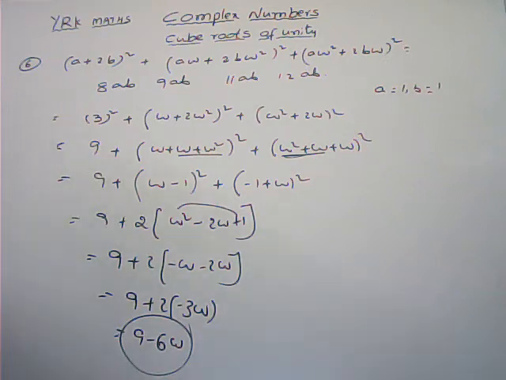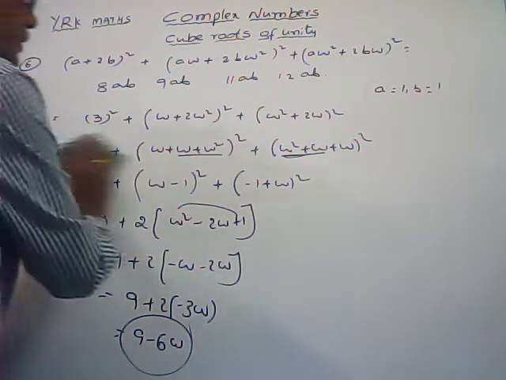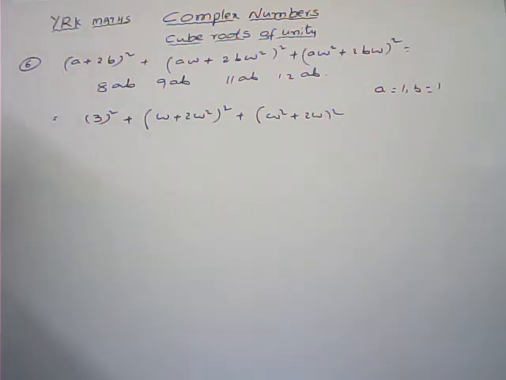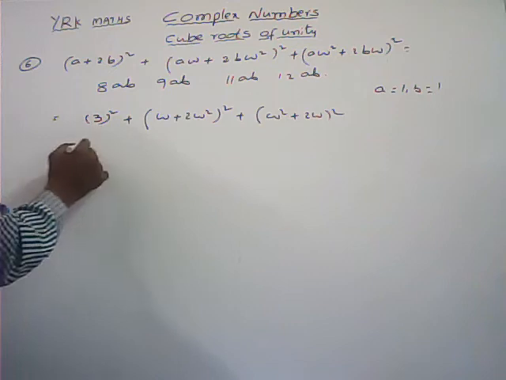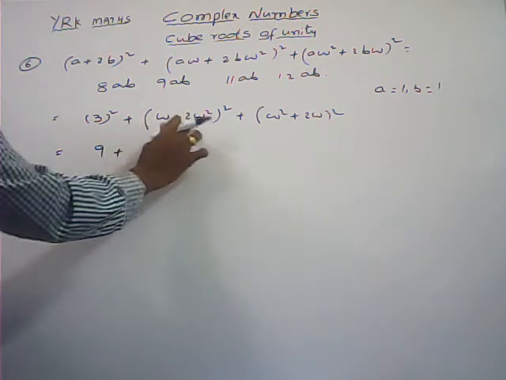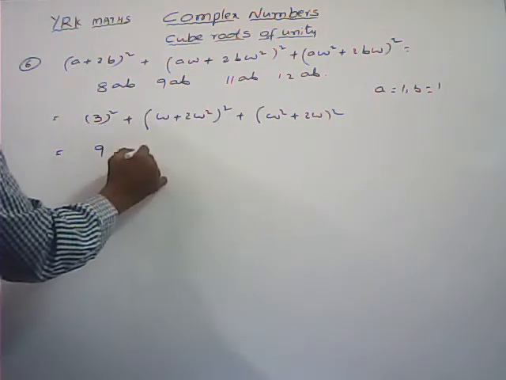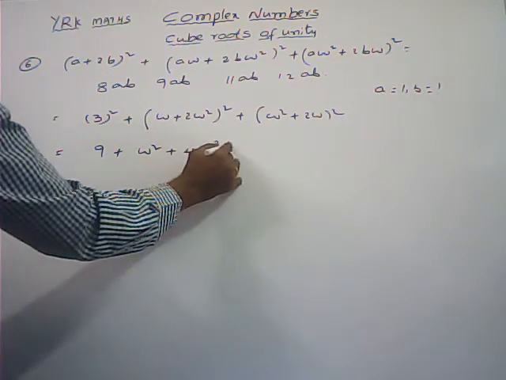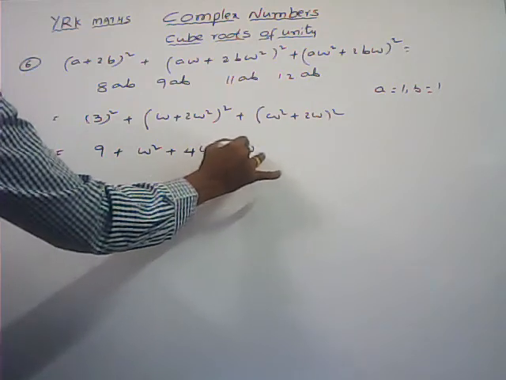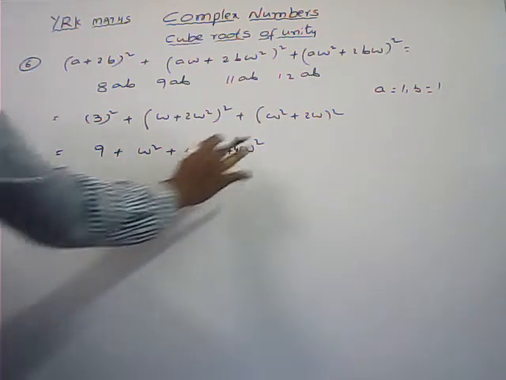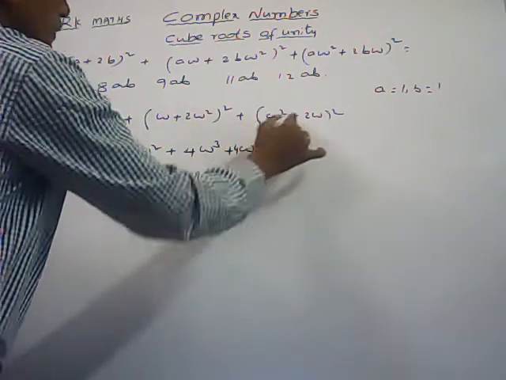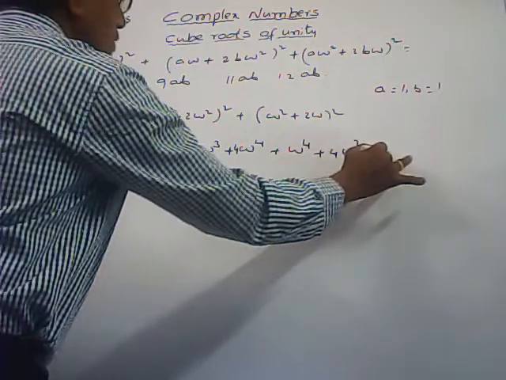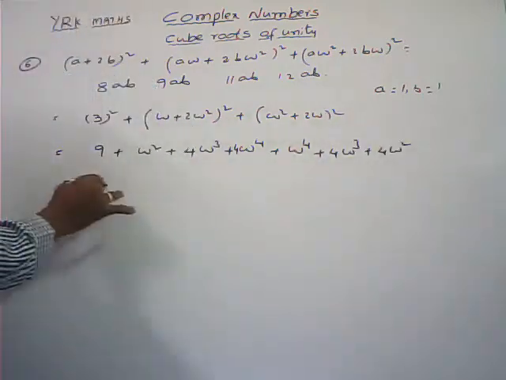Otherwise, here we can do a small correction. Here only we can expand directly. Somewhere we made a small mistake. This is 9 plus, here I am expanding this one, a plus b whole square: a square plus 2ab, 2 to the 4 omega cube plus b square, that is 4 omega power 4. Here also I am expanding a square plus 2ab plus b square, that is equal to 9.